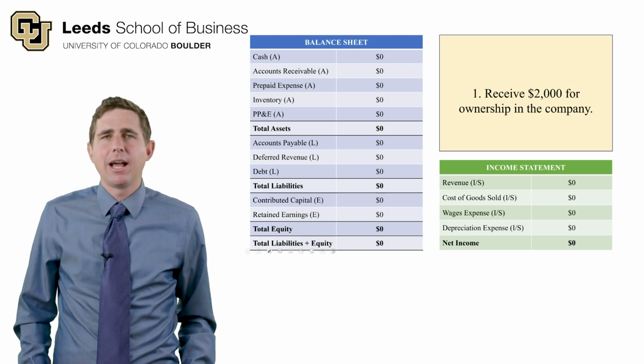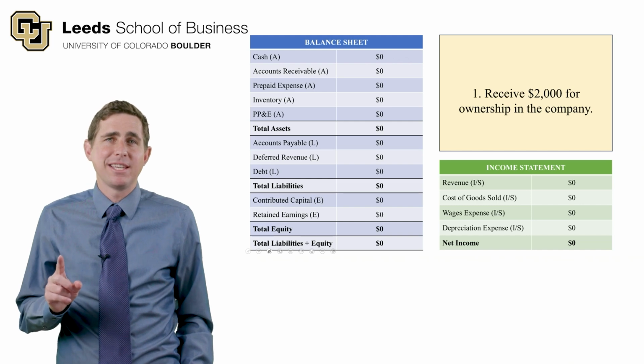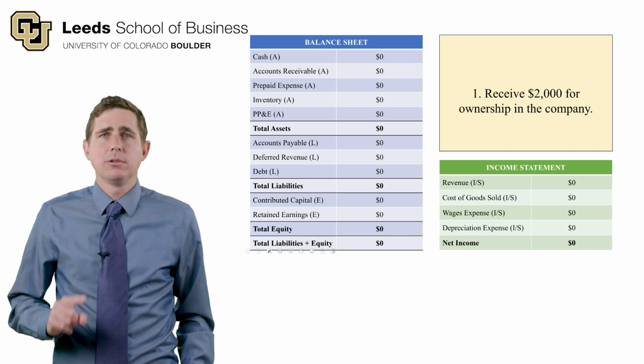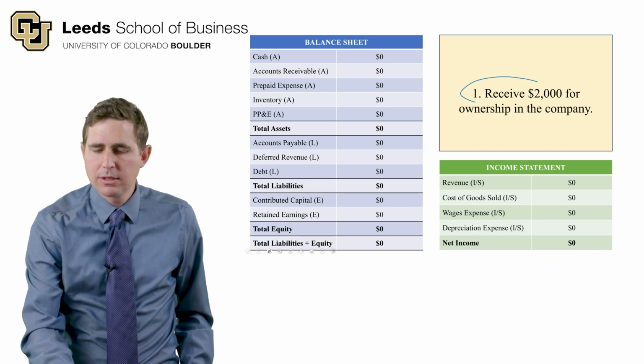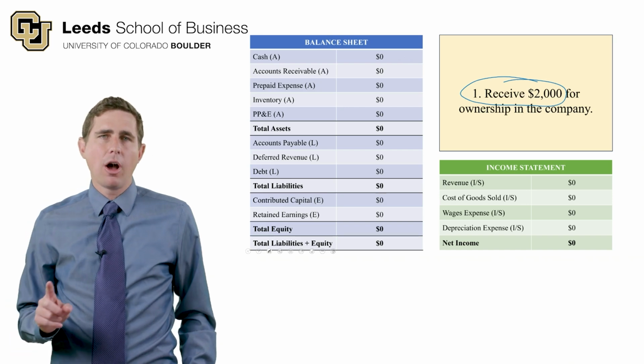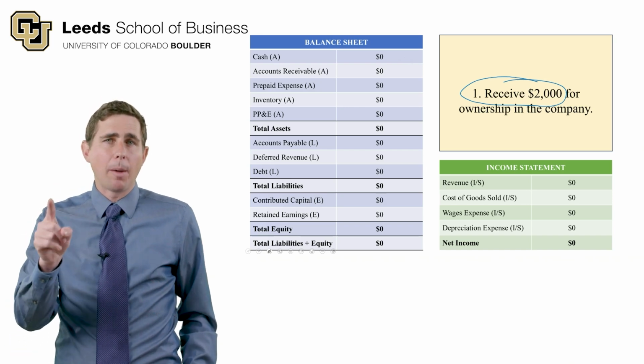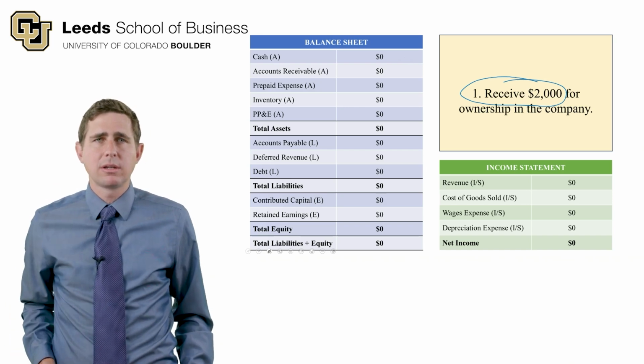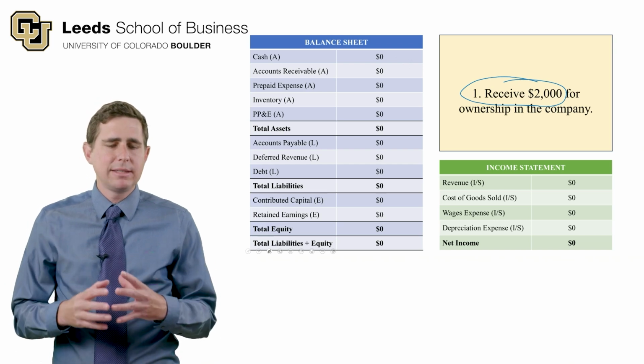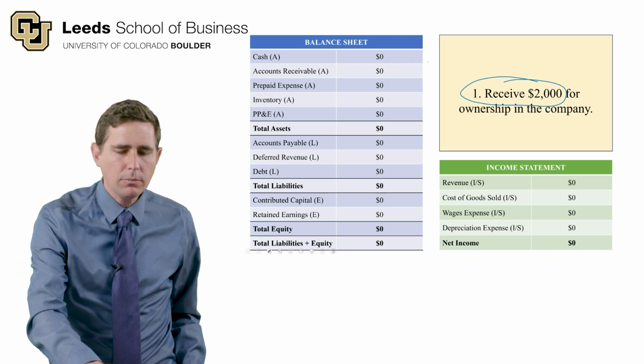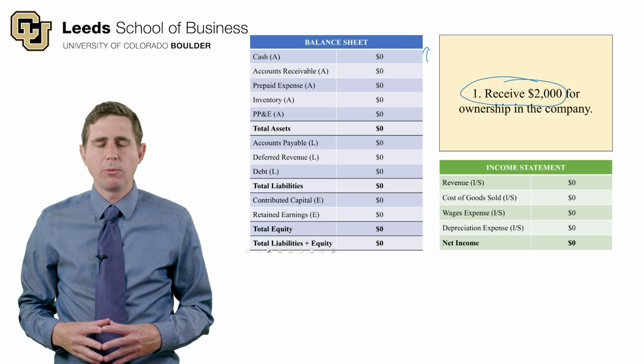Remember our method for analyzing transactions. First, we want to ask ourselves, is cash involved? Absolutely. We are receiving $2,000. You see that? Cash is involved. Cash is going to go up, isn't it, when we receive this $2,000? So great. We have an easy time. Cash is going to go up. Let me just draw a little arrow there to begin with.